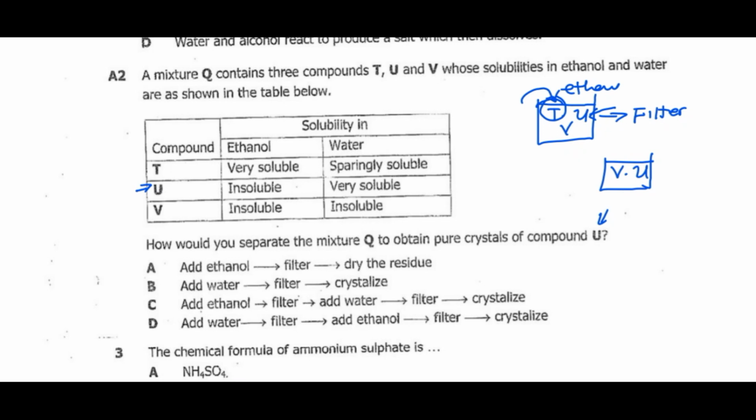Now let's look at the two. For us to form crystals, the U must be dissolved in a solution. V is insoluble in both water and ethanol. So after we filter, we are going to add water. Then after we add water, we know that our U will dissolve. If U is dissolved, how can we separate a dissolved solution from an insoluble solid? So we are going to filter. Then after that, U will undergo crystallization. So our answer here is just C.